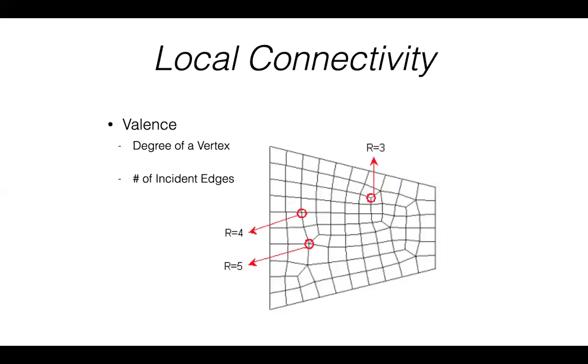So the first thing is the concept of local connectivity. Local connectivity is how one point is connected to other points. In a mesh, this point is a vertex, and then we have the notion of the degree of a vertex. The degree of a vertex is the number of edges that are incident to that vertex, and consequently, the number of connections that vertex has with other vertices, right? So here we have an example of a vertex of degree 3, here a vertex of degree 4, and here a vertex of degree 5.